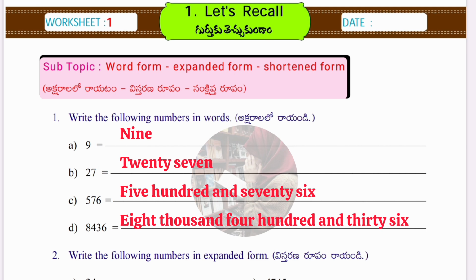Write the following numbers in words. Here we have given numbers. Now what we have to do? We have to write it down in words. So 9 can be written as NINE. 27 can be written as TWENTY SEVEN, like that. Next one is 576. Fourth one, 8436.